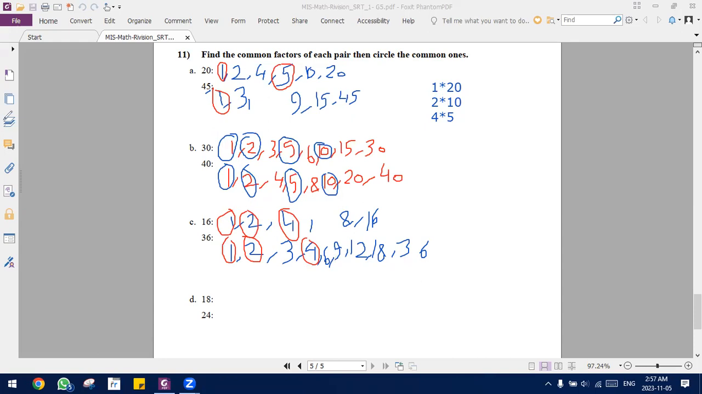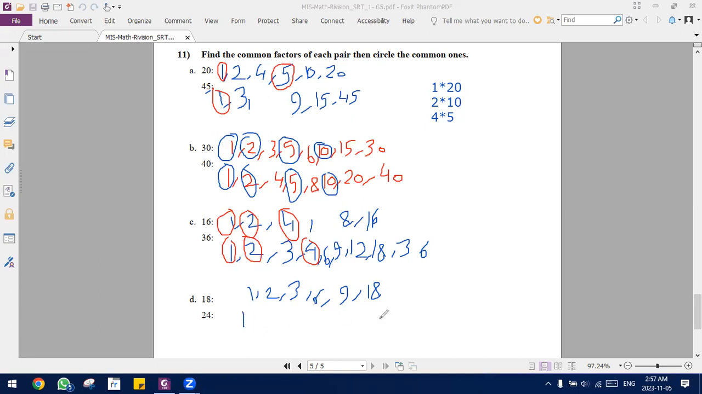Now 18 and 24, last two. 1 times 18. Then divide by 2. 2 times 9. Then 3 times 6. And divide by 4, no. 5, no. 6, we already have it. 6 times 3. So we stop.